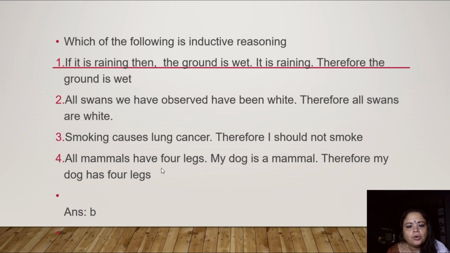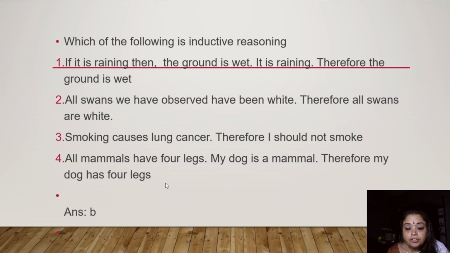Which of the following is inductive reasoning? If it is raining, the ground is wet. It is raining, therefore the ground is wet. All swans we have observed have been white, therefore all swans are white. Smoking causes lung cancer, therefore I should not smoke. All mammals have 4 legs. My dog is a mammal, therefore my dog has 4 legs.